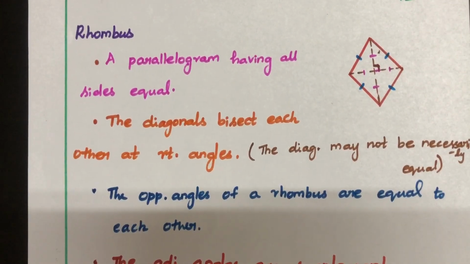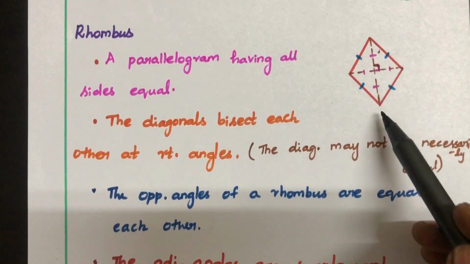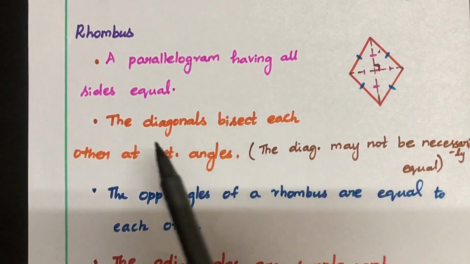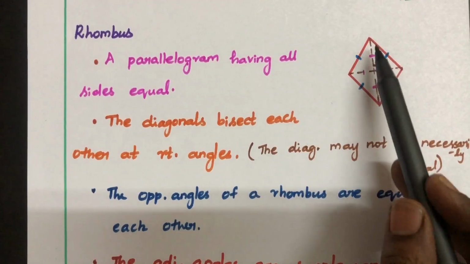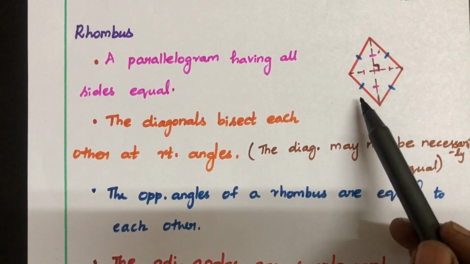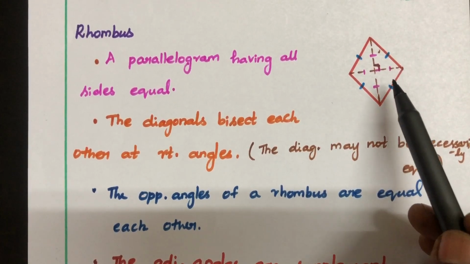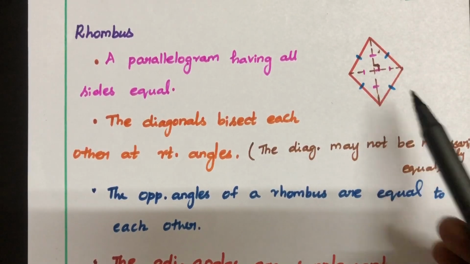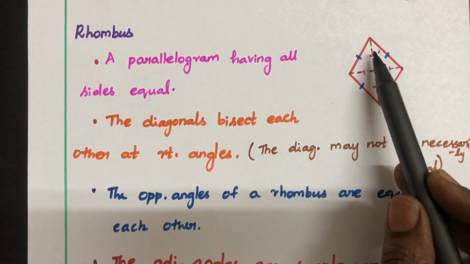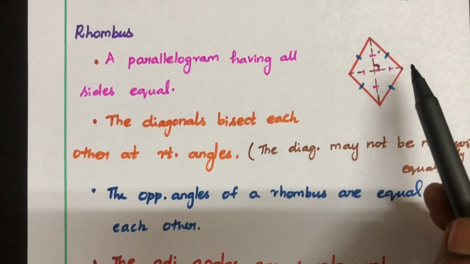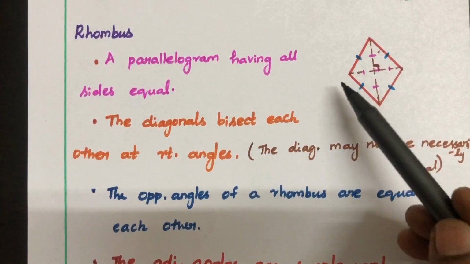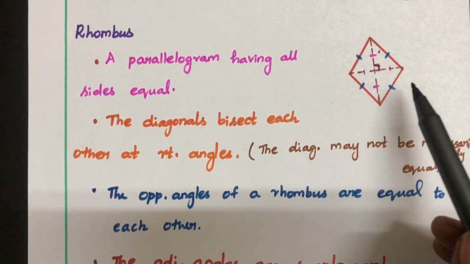Next comes rhombus. It is like a diamond shape, right? A parallelogram having all sides equal. The diagonals bisect each other at right angles. See, all sides equal. You may have a doubt. All sides are equal means it must be a square, but no need. If all sides are equal and all the angles are 90 degrees, it is a square. If the angles are different, it must be a rhombus. The diagonals may not necessarily be equal. No need to be equal always, right?